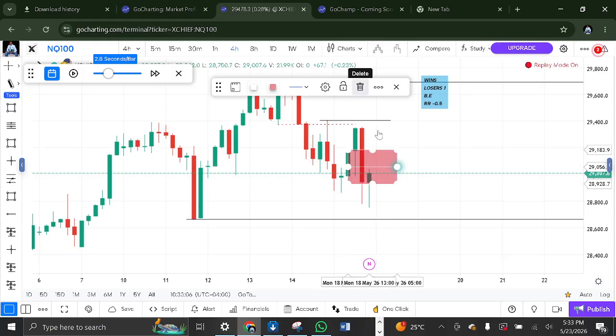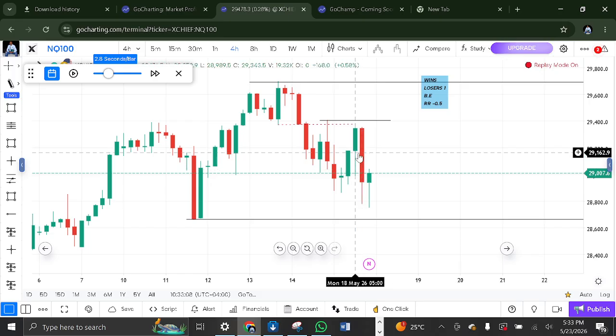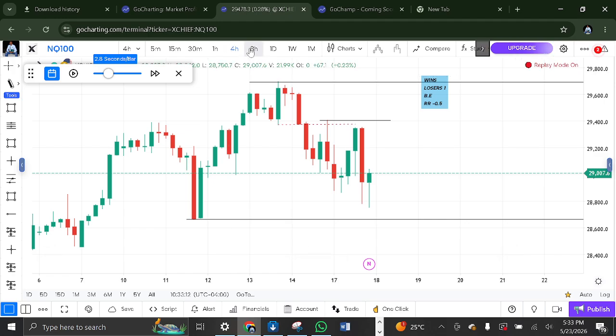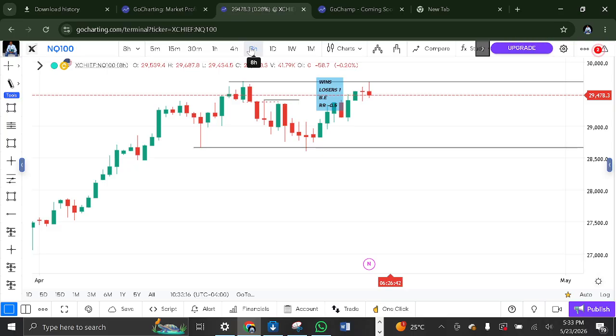We don't actually have a fair value gap. I thought we had. We didn't have one over here. We don't have a fair value gap, so I can get even back to the 8 hour.